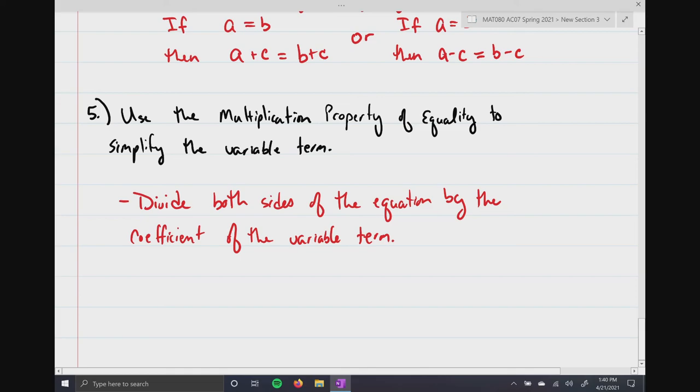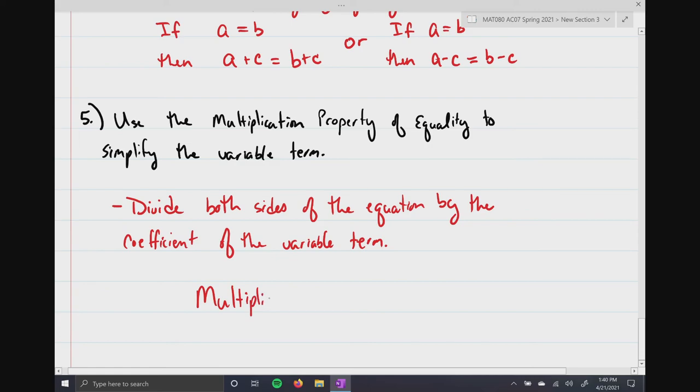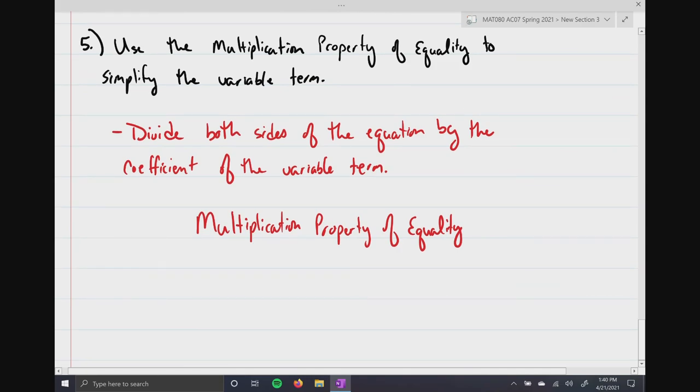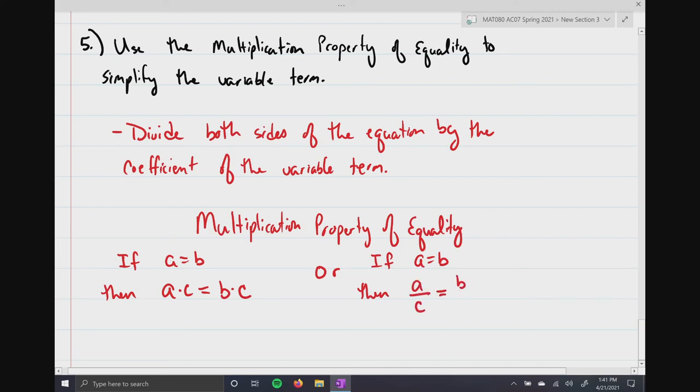So let me give you that. The multiplication property of equality just says this. If A equals B, then A times C equals B times C. So in other words, you can multiply both sides of the equation by any number you want as long as it's the same number. Or if A equals B, then A divided by C also equals B divided by C. But C is not allowed to equal zero because we cannot divide by zero. So in other words, you can divide both sides of the equation by anything you want as long as it's the same number.